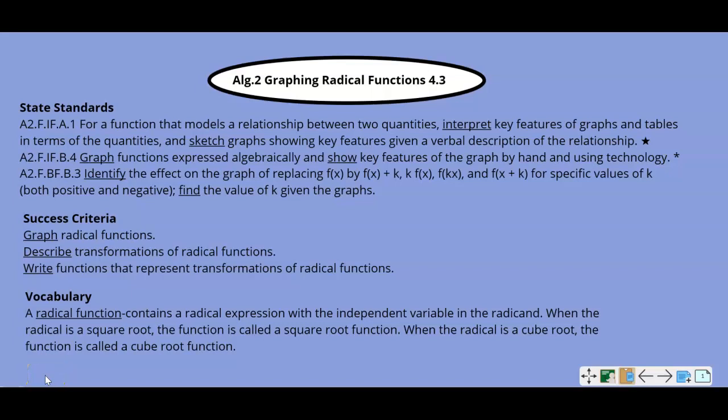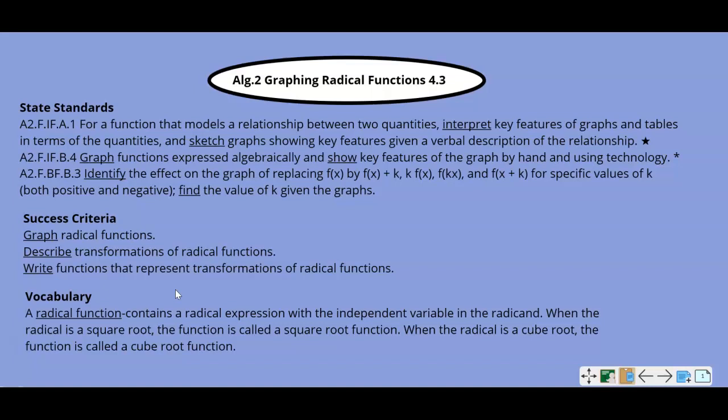Graphing radical functions. As always, we're going to start here with the state standards, and then you have the success criteria. To be successful today, you need to be able to graph radical functions, describe transformations of radical functions, and write functions that represent transformations of radical functions.